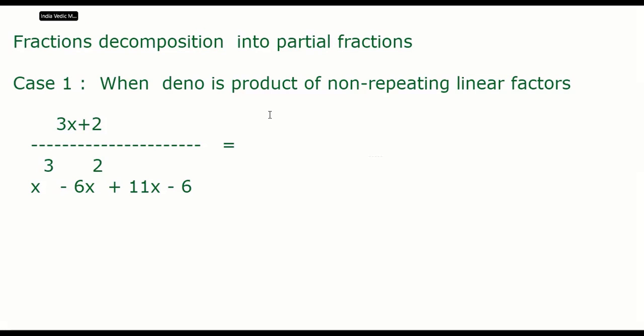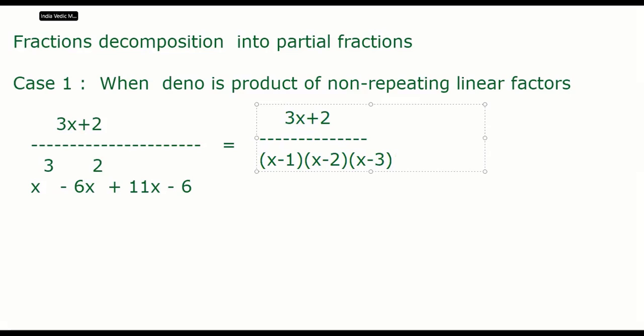The numerator is the same, 3x plus 2, as of now keep it. And when you factor the denominator x cube minus 6x square plus 11x minus 6, x equal to 1 gives x minus 1 as one factor. When you do a little more, you find x equal to 2 also is a factor, so x minus 2, and then x minus 3. As of now, nothing big. We just factorize the denominator. So 3x plus 2 over x minus 1, x minus 2, x minus 3 is your fraction still, and we have to decompose it.